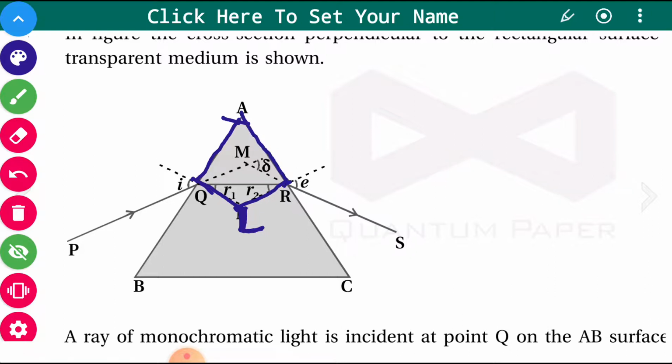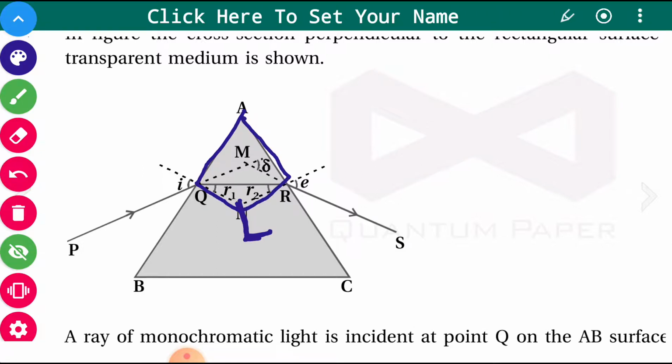In this quadrilateral you can see angle AQL and angle ARL. These two angles are 90 degrees: angle AQL and angle ARL. Again, this is point L, and AQL and ARL are 90 degrees.